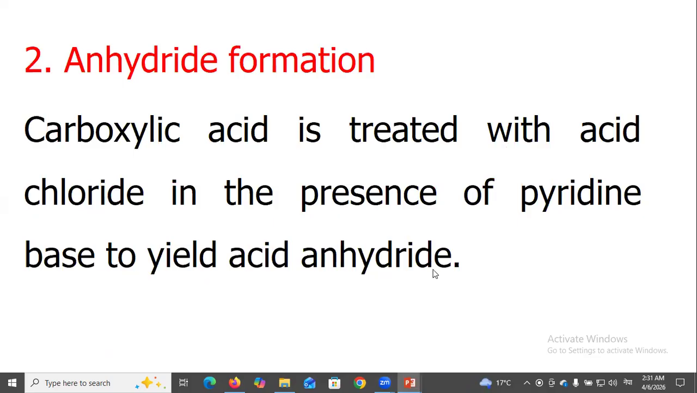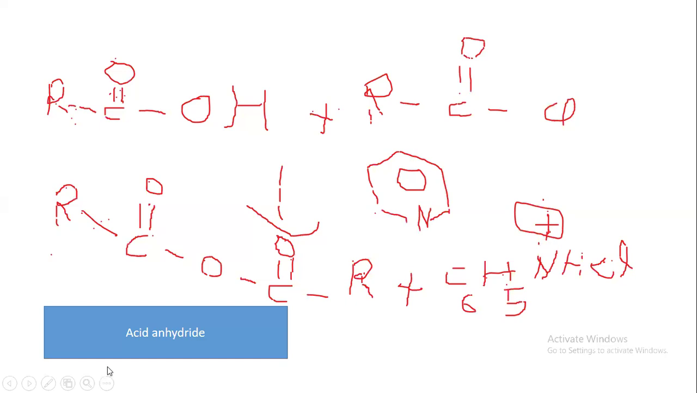Anhydride formation. A carboxylic acid is treated with acid chloride in the presence of pyridine base to yield acid anhydride. Carboxylic acid and acid chloride produce acid anhydride.